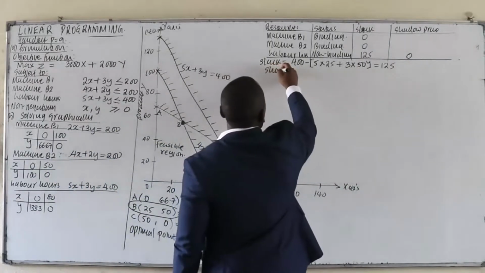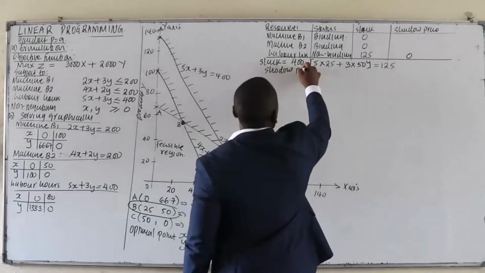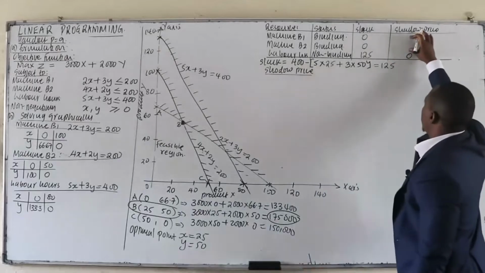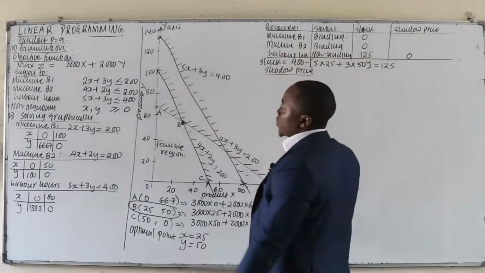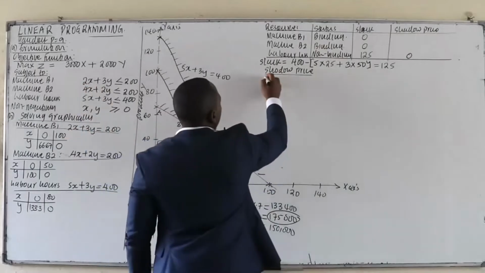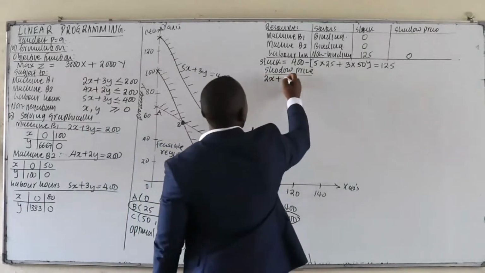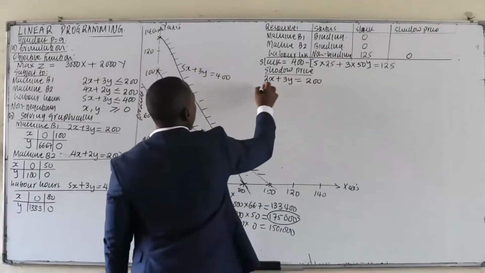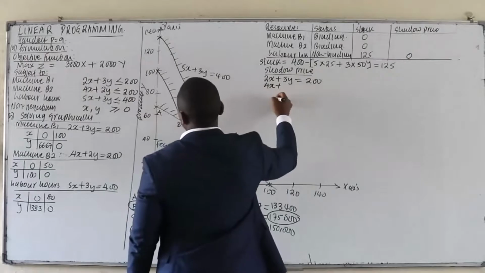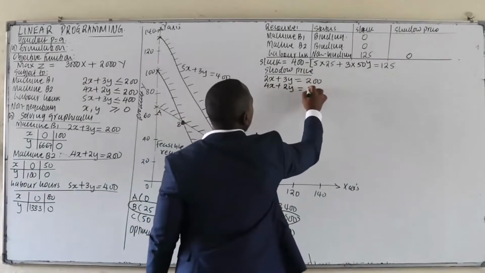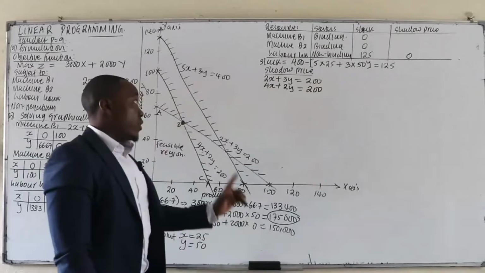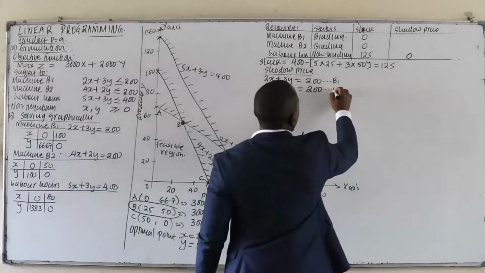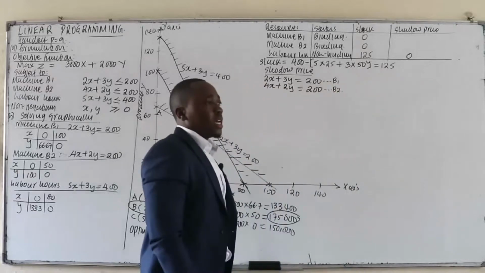So now we compute the shadow price for the binding resources, the two. Machine B1, machine B2. Here is machine B1. Machine B1 was 2x plus 3y is equal to 200. Machine B2 is 4x plus 2y is equal to 200. Now let's start with B1. This is machine B2. We want to determine their shadow price.